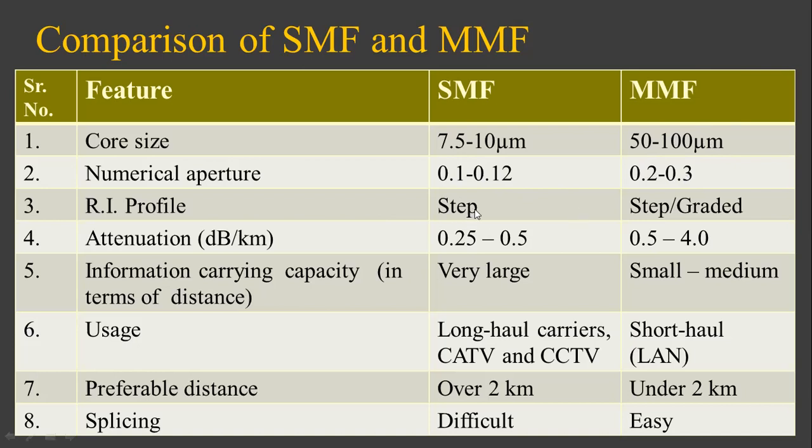And refractive index, here it takes a step, and here it takes a step as well as the graded variation. And attenuation, which is in dB per kilometer, extends from 0.25 to 0.5, but here it extends from 0.5 to 4.0. So it is very clear that the attenuation in case of SMF is small as compared to the attenuation of MMF.